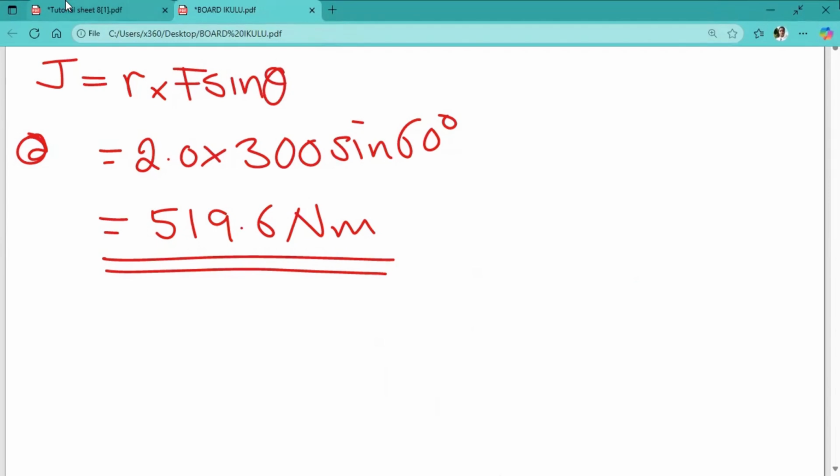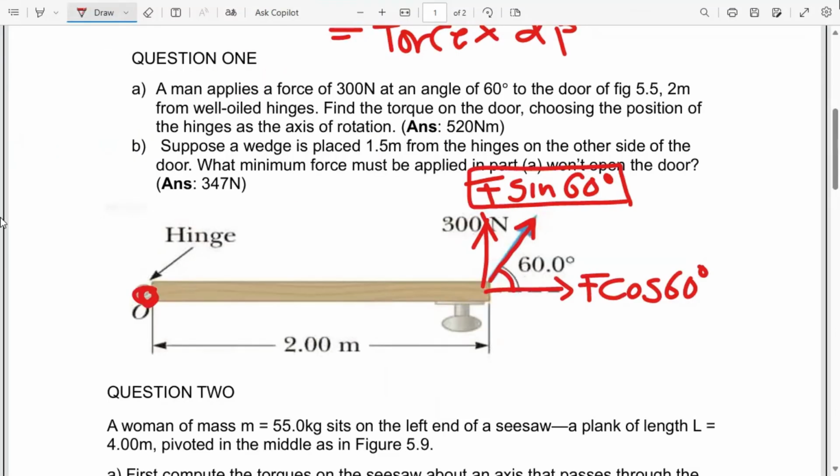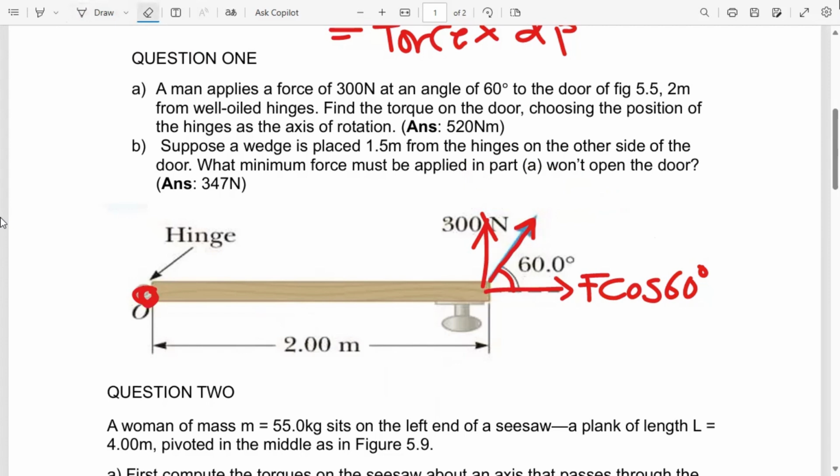We can go to the next part, which is part B. Part B is saying, suppose a wedge is placed 1.5 meters from the hinges on the other side of the door, what minimum force must be applied in part A? What minimum force must be applied in part A won't open the door. I don't know what they're trying to say here. Let me wrap this first.